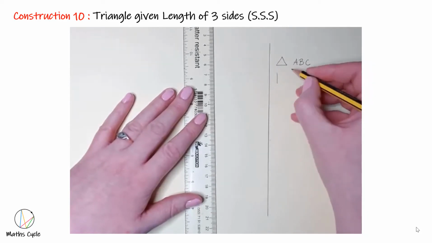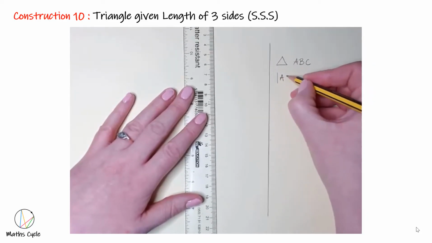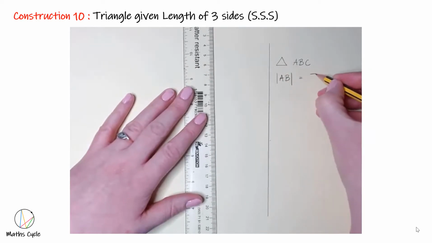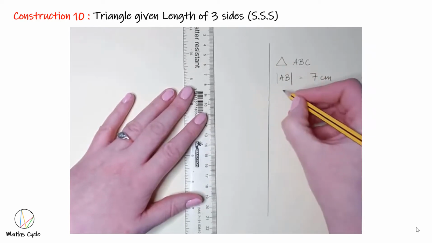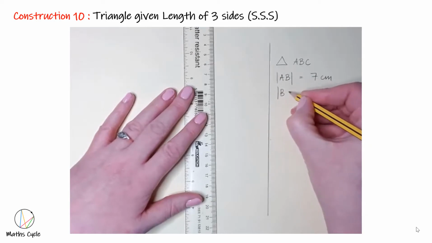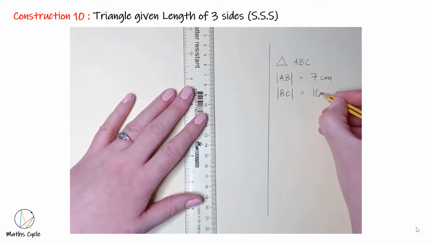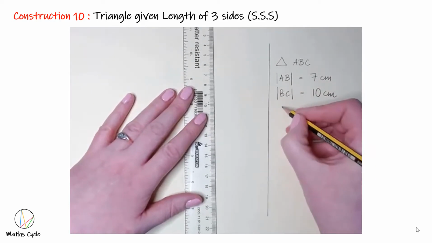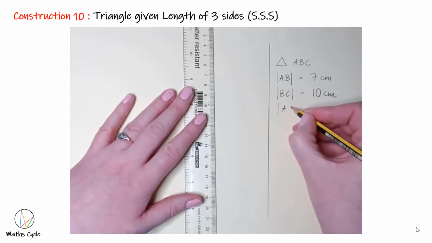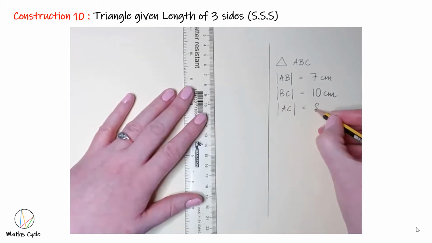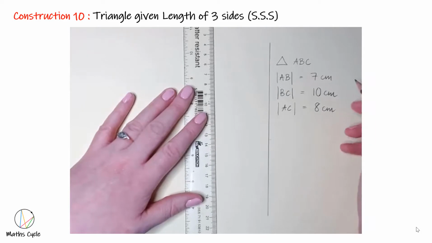Okay, so we'll say that the measure of AB is 7 centimeters. The measure of BC is 10 centimeters. And the measure of A to C is 8 centimeters. So you will be given that in the question.